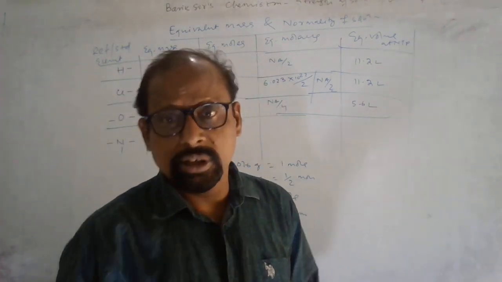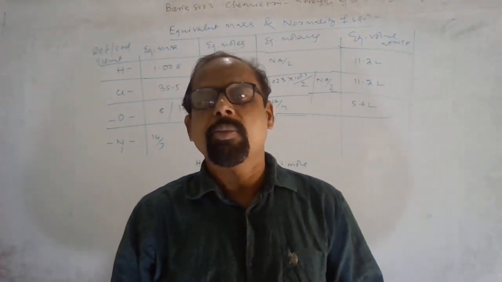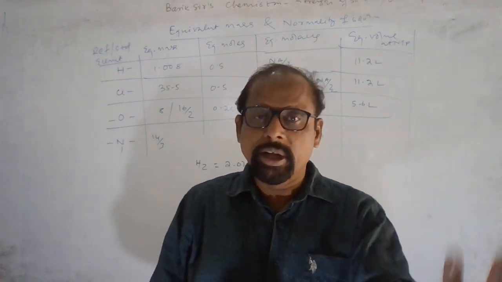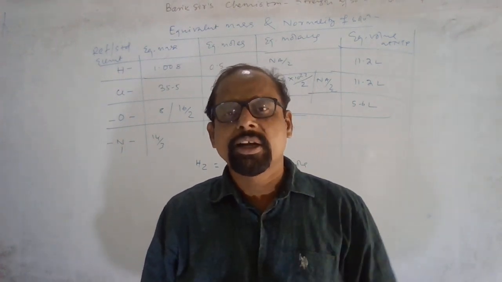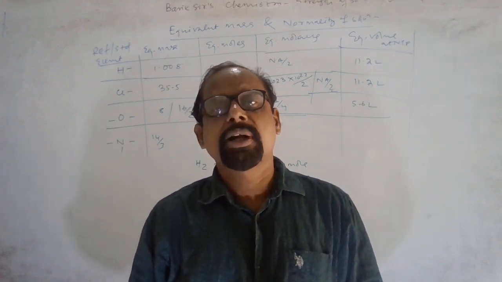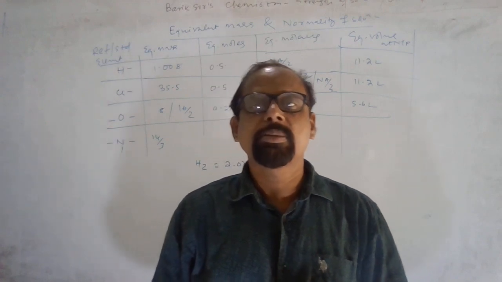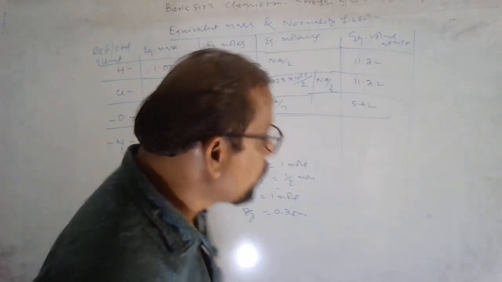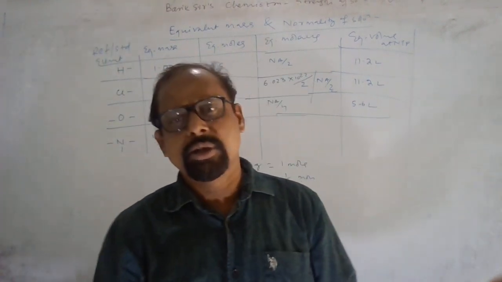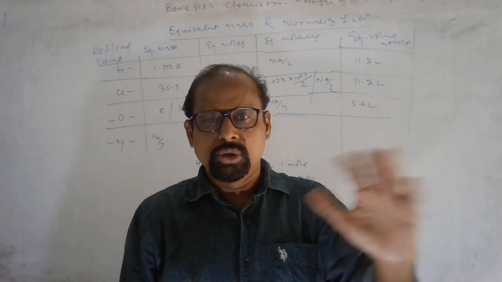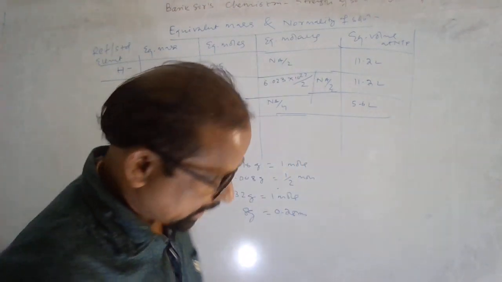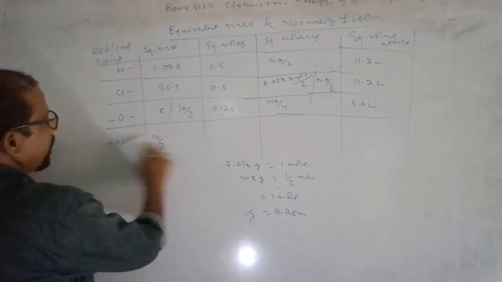So what is the equivalent mass? Equivalent mass is the parts by mass of an element combined or displaced, directly or indirectly, with 1.008 parts by mass of hydrogen, 35.5 parts by mass of chlorine, and 8 parts by mass of oxygen. That is called the equivalent mass. We are not going into the details of how the equivalent mass is determined, as there are a lot of things. In these short classes, we will just detail how to determine the equivalent mass.